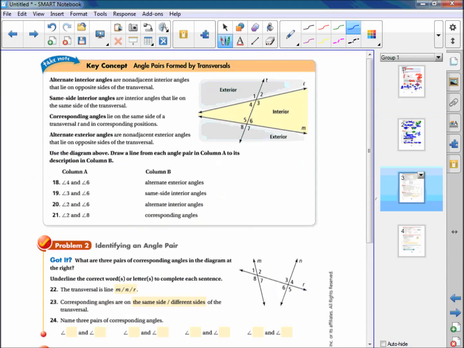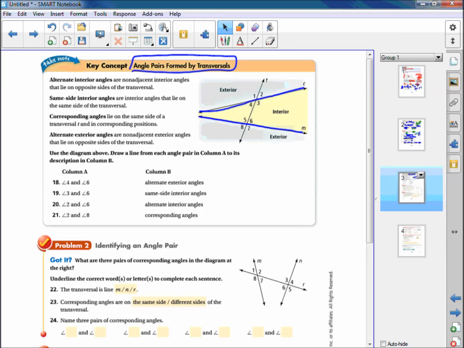All right, let's flip it over and take a look at page 3. Key concept here. So angle pairs formed by transversals. So we're kind of switching it up a bit. All right, so alternate interior angles are non-adjacent interior angles that lie on opposite sides of a transversal. So this is important. Here are two lines. This is line L and M. Line L and M are cut by line T. So if one line crosses two other lines, then that line that crossed it is called the transversal. Okay? All right, so transversal is line T in this case because line T cuts across lines L and M.